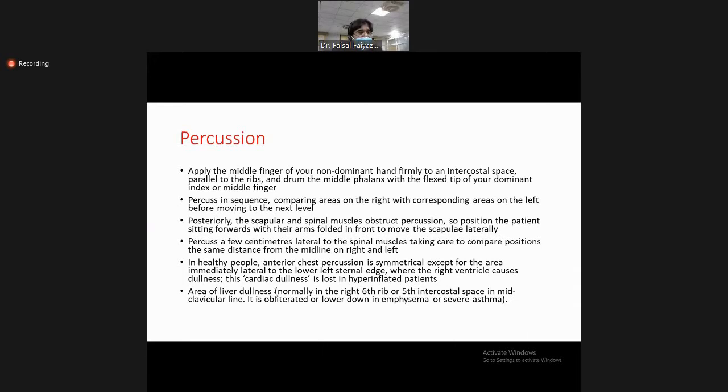Similarly, the area of liver dullness is normally present at the right sixth rib or fifth intercostal space, in the mid-clavicular line. It is obliterated or it's lower down in emphysema or severe asthma.